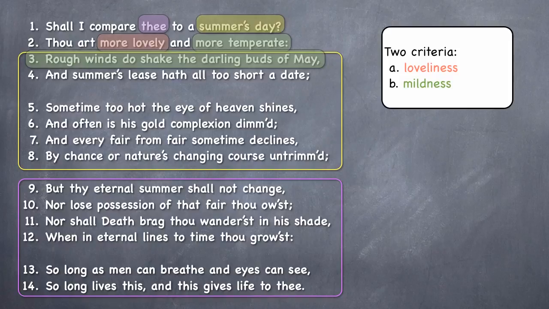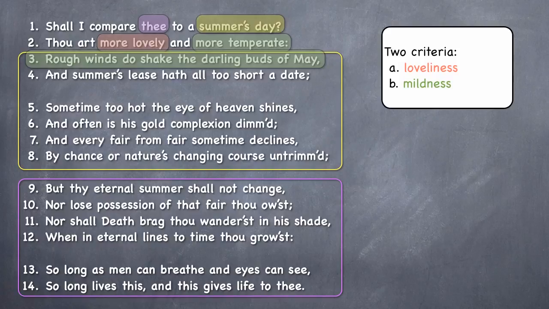So you see how he begins by talking about summer and showing you with a picture that the summer is rough because it has rough winds. Next, line 4, he says, and summer's lease hath all too short a date. Now I'm thinking here, the date is too short. It has something to do with time, not necessarily with being lovely or temperate. So I'm going to leave that for now because I'm not sure he's talking about loveliness or mildness here. And let's move on to line 5.